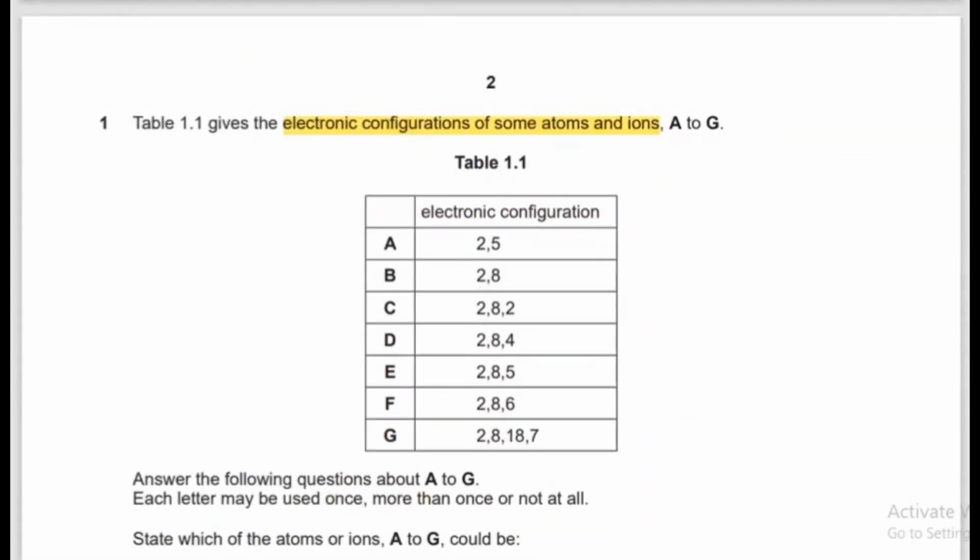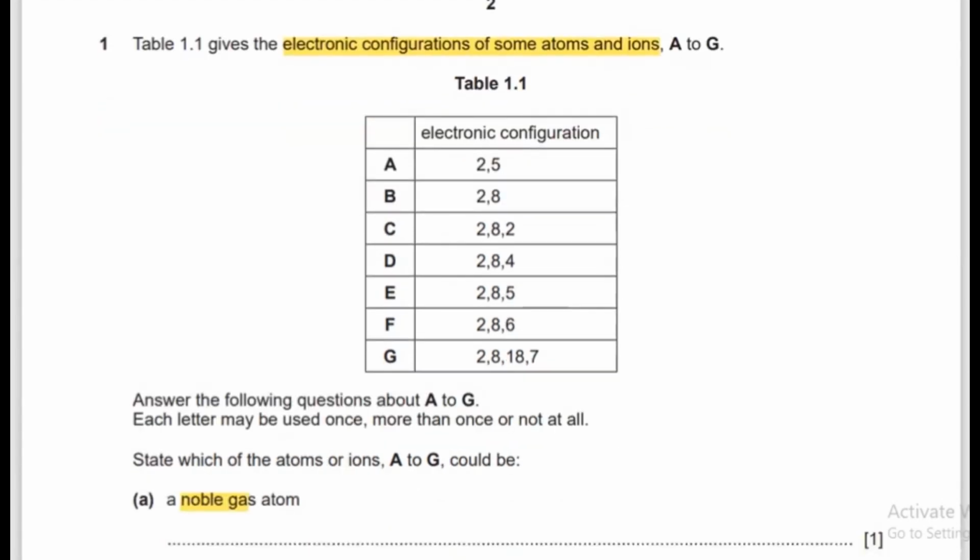This question is regarding electronic configuration of some atoms and ions. So there are some atoms and ions from A to G. So students will have to answer in terms of A to G, the atom or the ion that can be used once, more than once, or not at all.